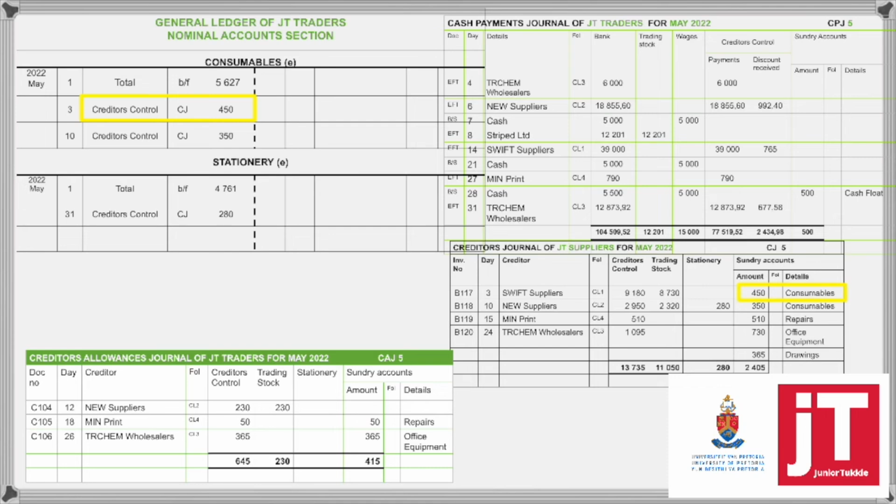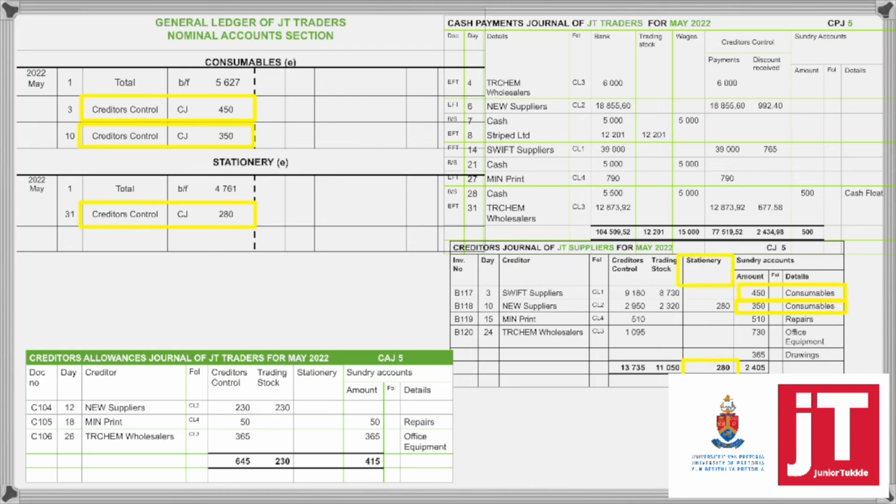consumables. The thing that you need to note for consumables is when I post from the creditors journal, there were two entries for consumables in the sundry accounts. Now, because there are two entries, I can't add them together. They have to stay separately because they're in sundry accounts and they're on different dates. So that's very important. So that's why I have to post them separately and not as one total. If it was a column, then I would have only posted one total.